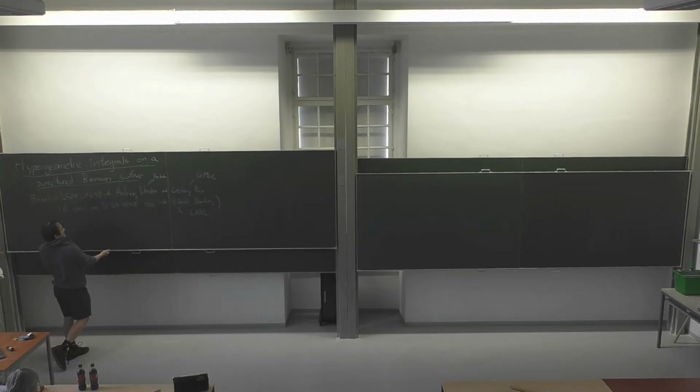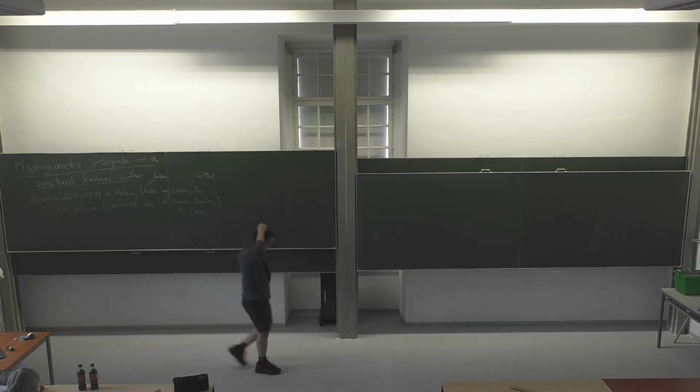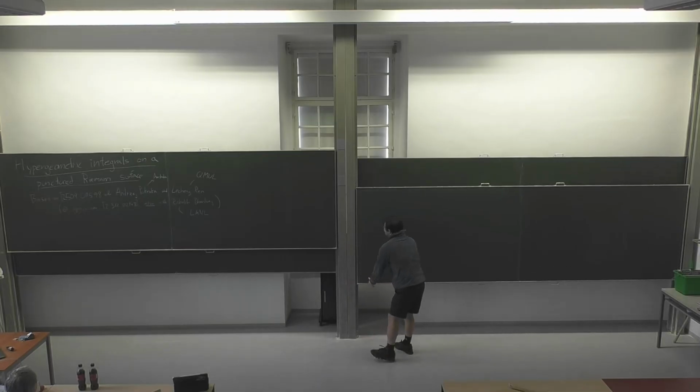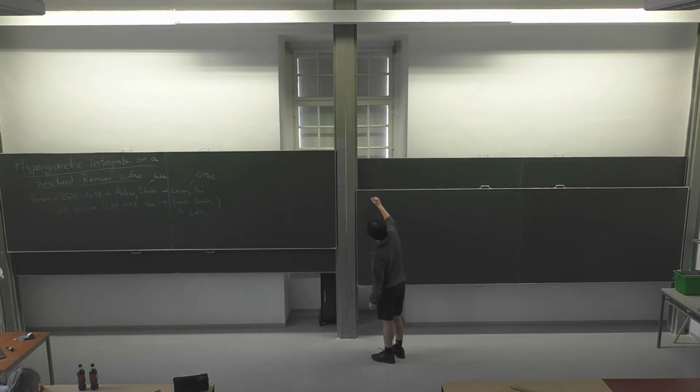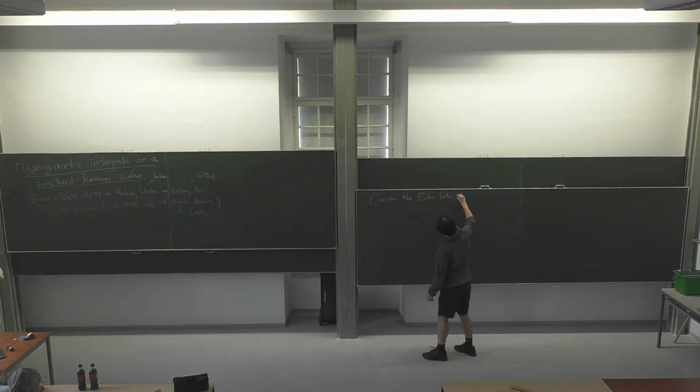So let's see. I think the best way to start is with an example, just to have something very concrete in mind. And the best example is by Euler. Consider the Euler beta function. This is going to be an integral that looks like this.